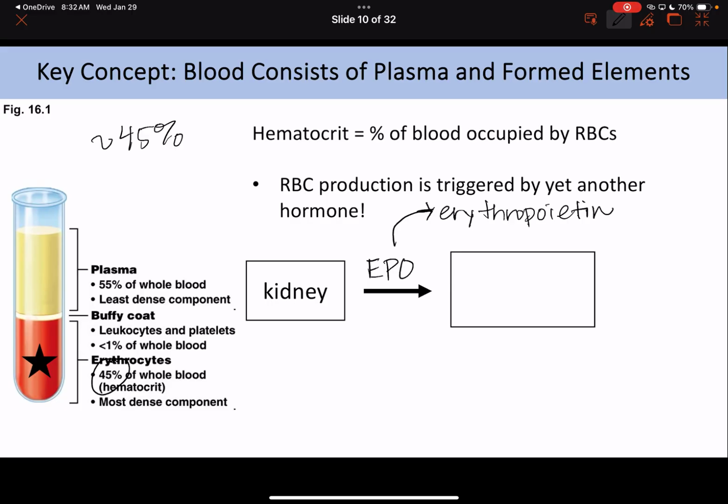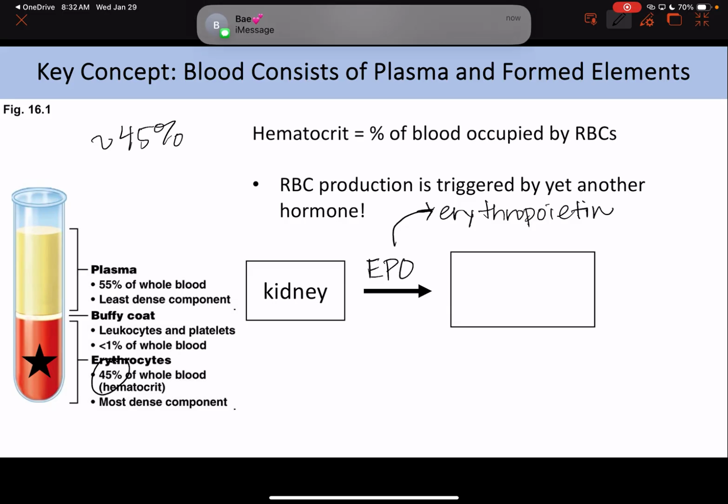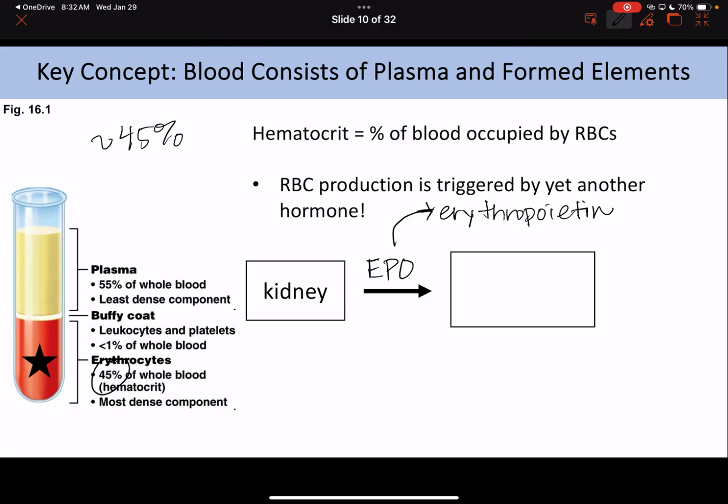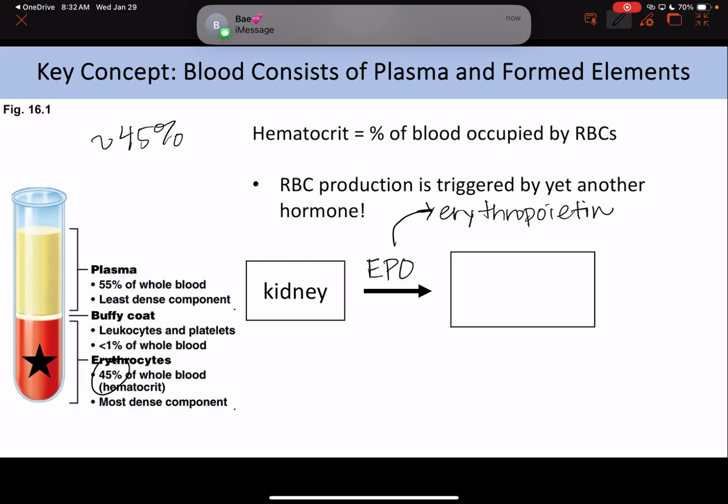And I mentioned before that for hormones only, it's okay to use an abbreviation. So if you want to use EPO, you can. But if you learn how to spell it and you can spell it correctly on a practical, I'll give you an extra 1/4 point for that as well. But the kidney, so in this case, our secreting organ is the kidney.